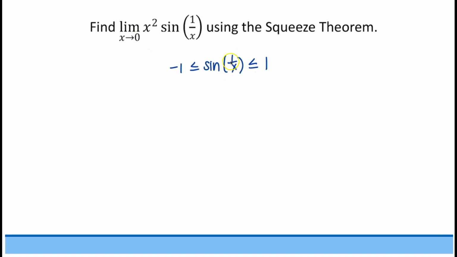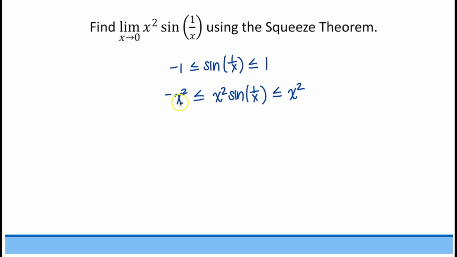So that's fine. So anything else that I substitute in here, I know the outputs of sine are trapped between -1 and 1. But I want that inside function to be x squared times sine of 1 over x. So what I'm going to do is multiply each part of this 3-part inequality by x squared. And the inequality will still hold because I'm multiplying by a positive value. So x squared, because I'm squaring it, is either 0 or always positive.